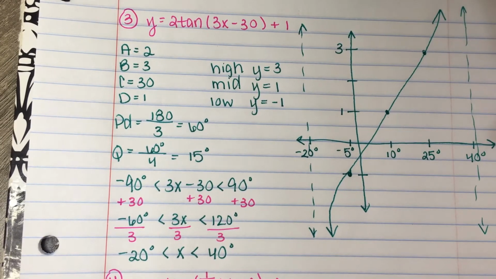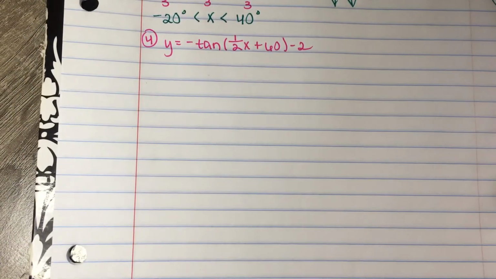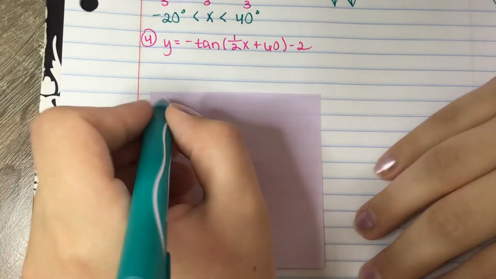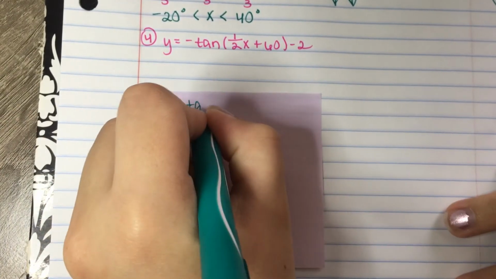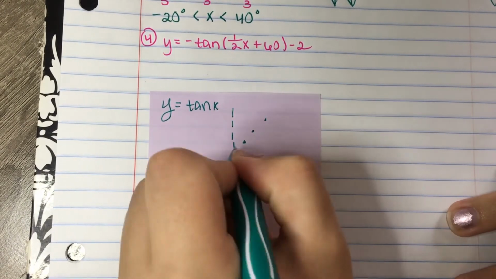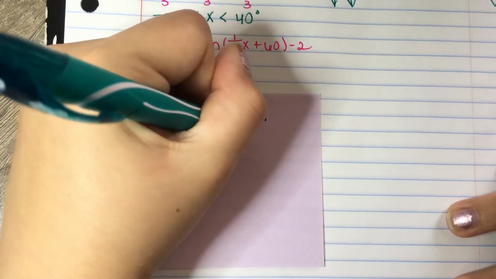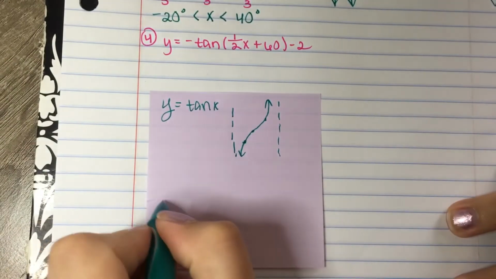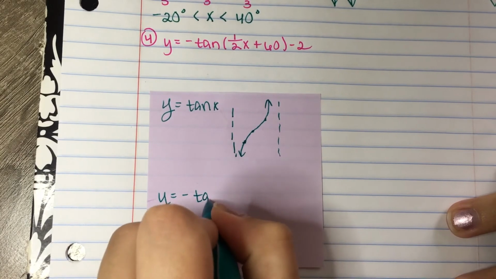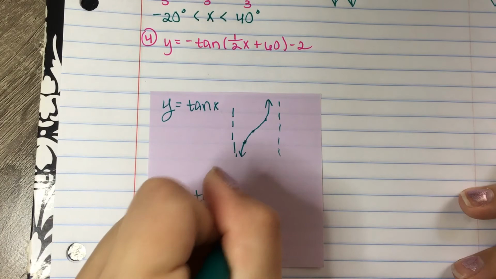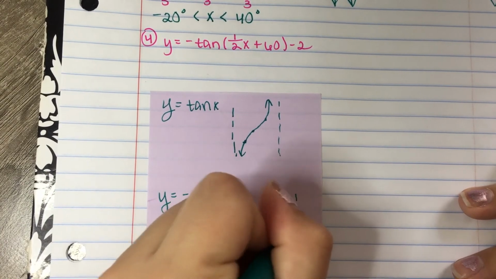All right, now for the last one, we're going to see what happens when we have a negative. Thinking about the shape of our tangent function, when y equals tangent x, we have asymptote, low, mid, high, and then there's the shape of our function. Now, thinking about transformations, when you have a negative sign in front of a function, we learned that that meant that we have a reflection over the x-axis. So if I take this and I reflect it over the x-axis, now my function is going to go high, mid, low. So that's the only difference.